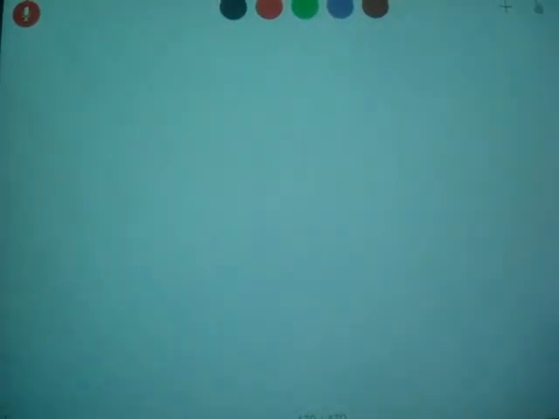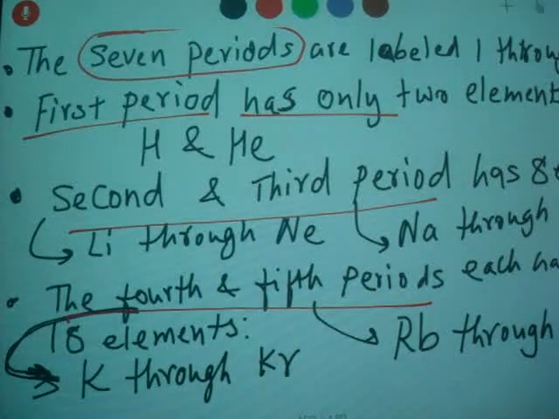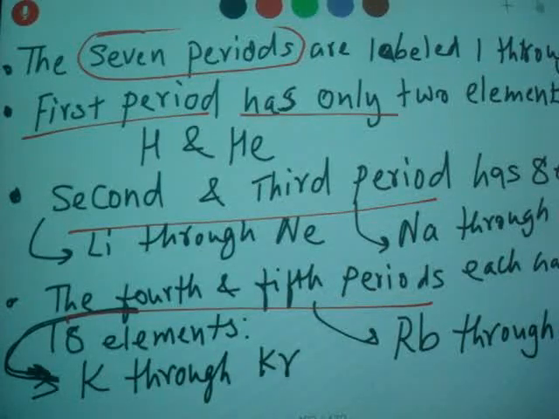What are the other 2 periods if we stopped at 5? The other 2 periods you can also define, 6 and 7. What are those elements? The 6th period is from cesium to Rn. Okay, perfect. Thank you.